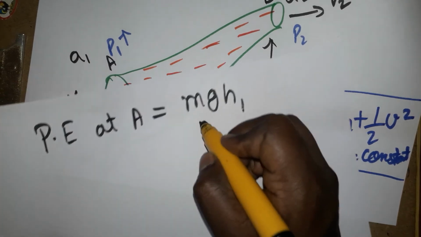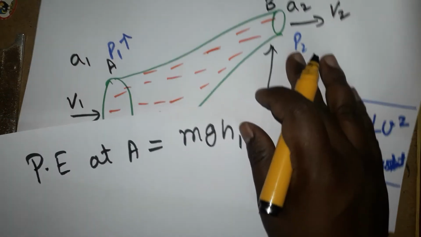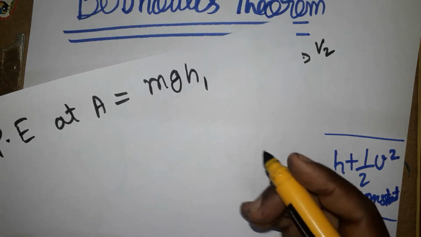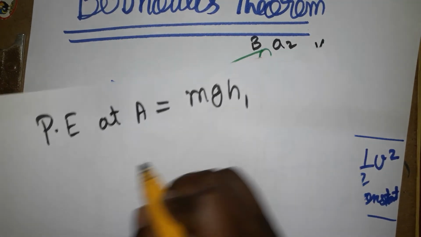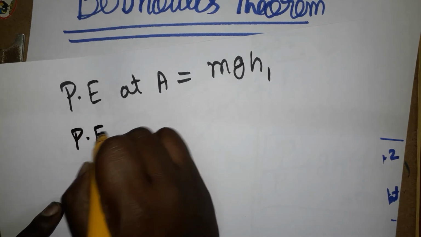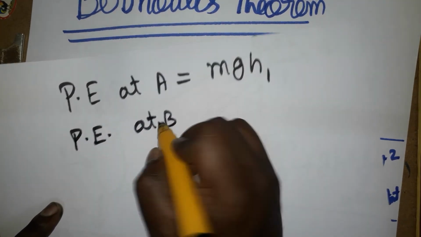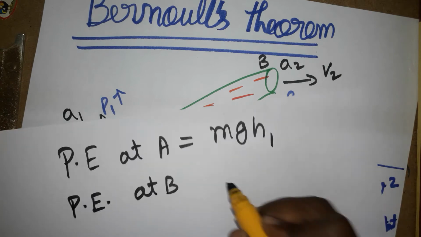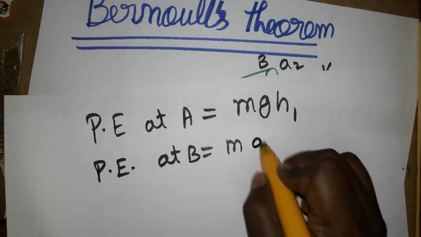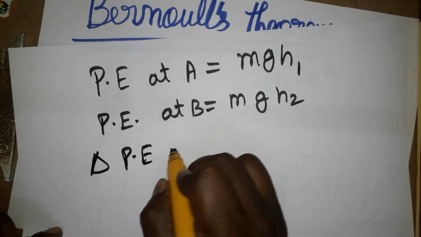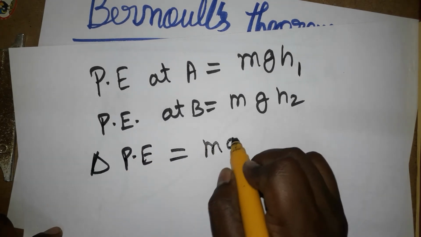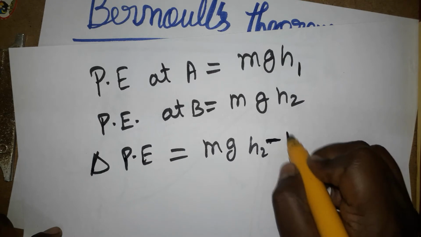Why? The mass of the liquid entering per unit time is constant, because of the equation of continuity. No need to show the gravity difference. The same potential energy at point B, the other end, is going to be m g h2. Changing potential energy is m g h2 minus m g h1.